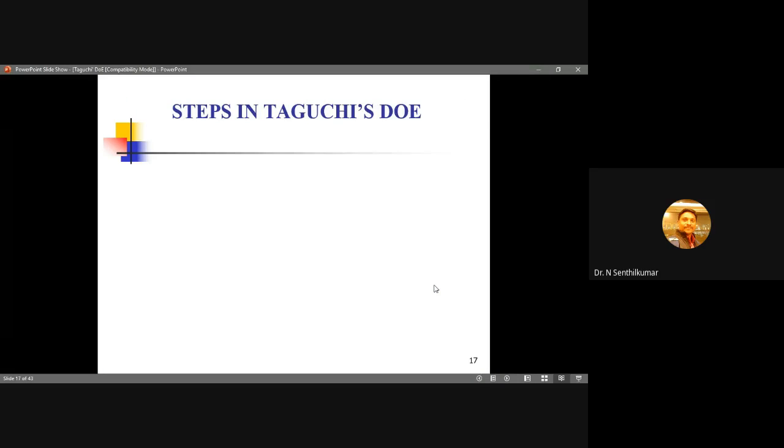Then what are the steps that we are going to follow in Taguchi's DOE? First thing is, state the problem, then determine the objective. The objective is whether we have to maximize or minimize the output. Determine the response and its measurement. The response is nothing but the output. So what kind of output are we going to have? Whether in a turning process, it is the MRR, the flank wear, the surface roughness, cutting forces, that is what we can study. How are you going to measure that? That is one more important thing.